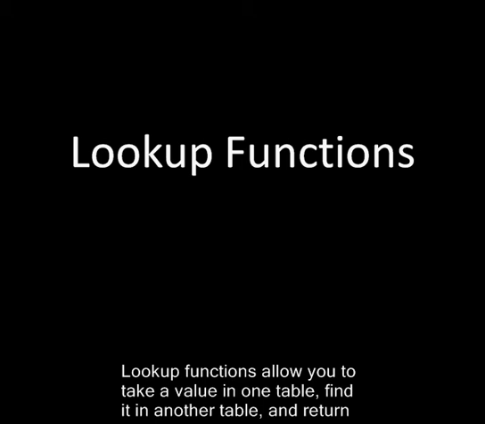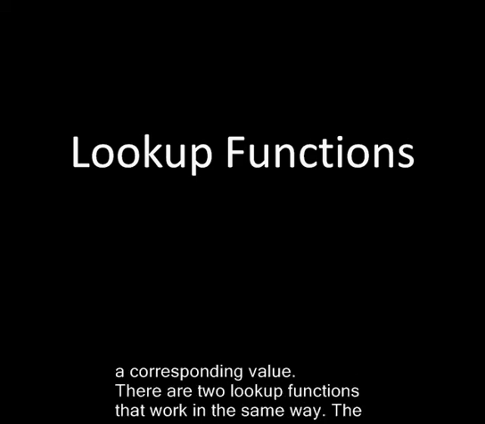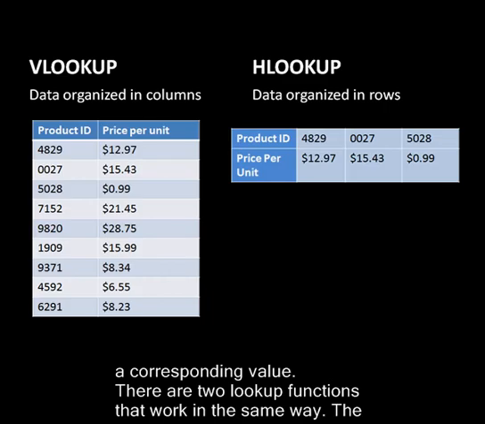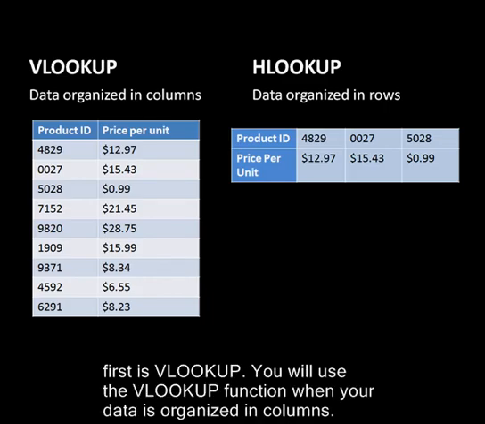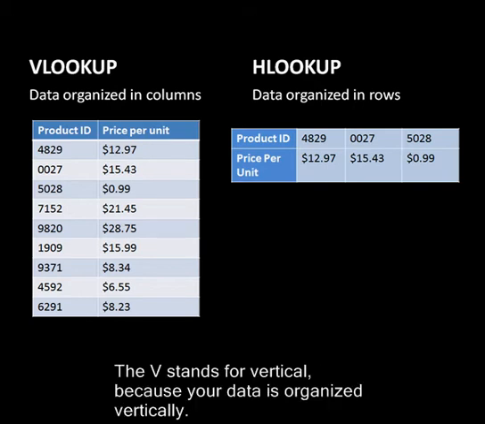Lookup functions allow you to take a value in one table, find it in another table, and return a corresponding value. There are two lookup functions that work in the same way. The first is VLOOKUP. You will use the VLOOKUP function when your data is organized in columns. The V stands for vertical because your data is organized vertically.